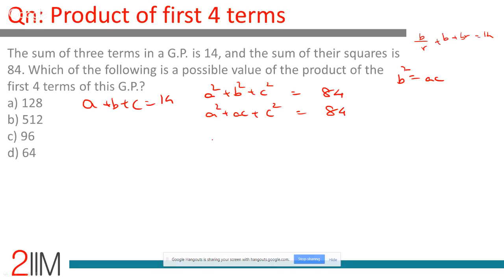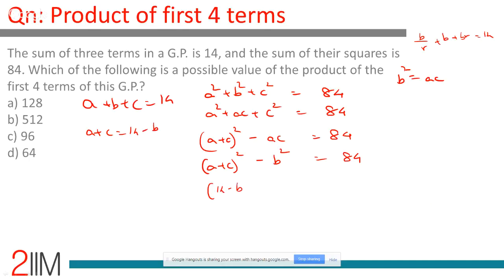This is A plus C whole square minus AC, which is 84. Or A plus C whole square minus B square equals 84. We know that A plus B plus C is 14, or A plus C is 14 minus B. Here we know 14 minus B the whole square minus B square equals 84.